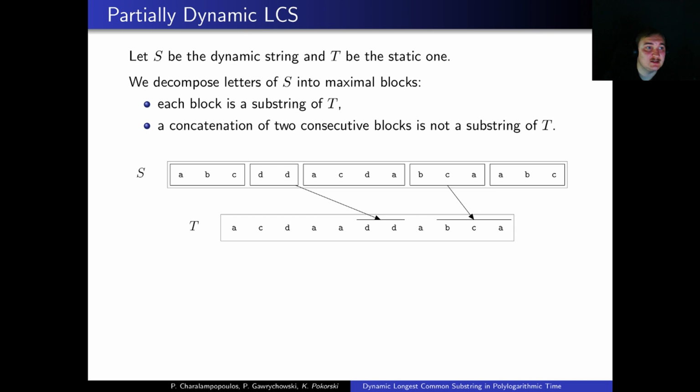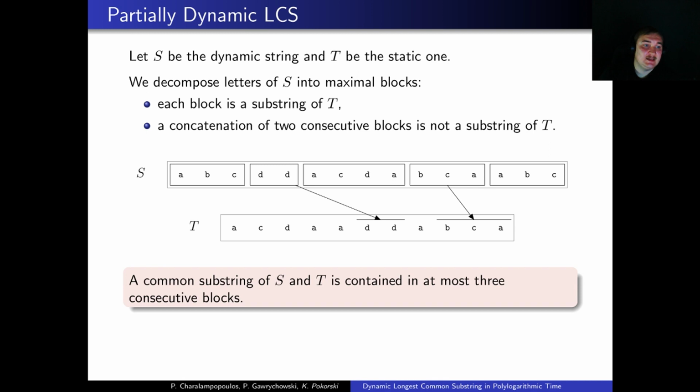Let's assume that for partially dynamic LCS, S is the dynamic string and T is the static string. The idea now is to decompose S into several blocks, where each block should appear somewhere in T. But the concatenation of two consecutive blocks does not appear in T.